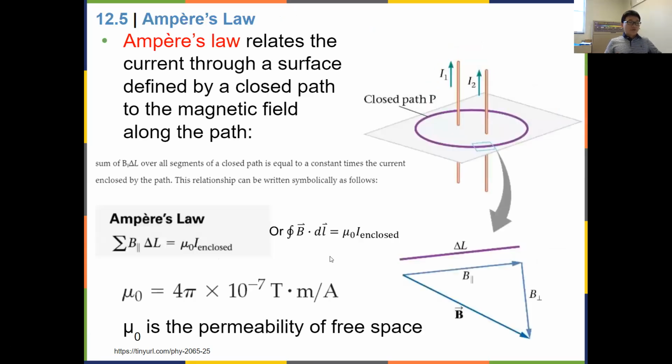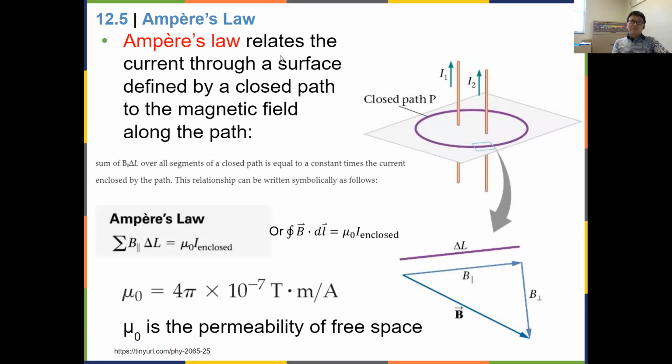All right, so today we'll be looking mainly at Ampere's law. This is something like Gauss's law in calculating electric field. Okay, so Biot-Savart's law is like Coulomb's law, and Ampere's law is like Gauss's law.